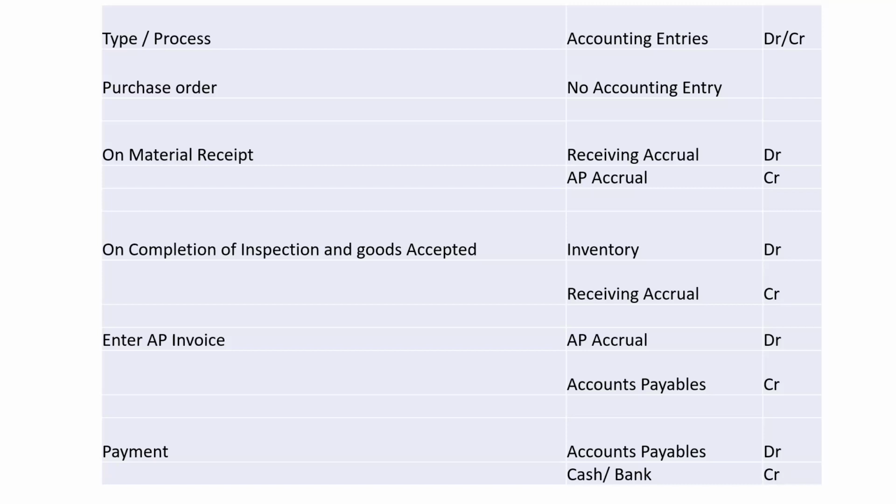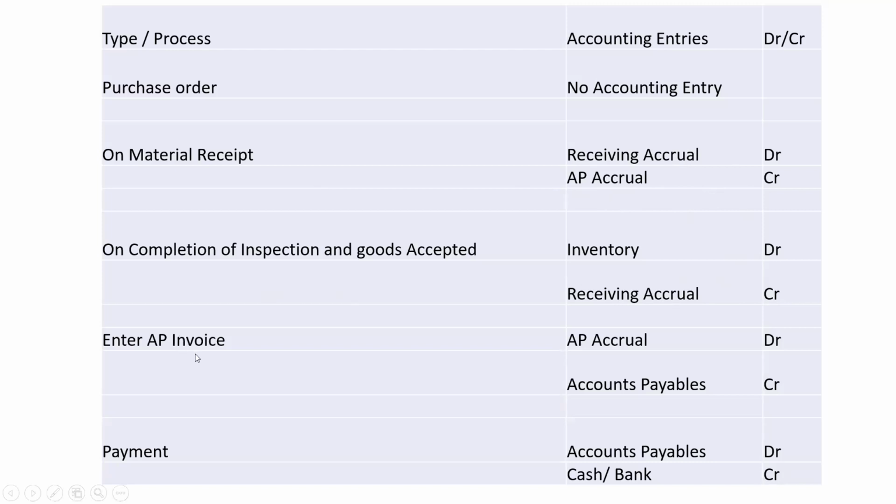If you notice here, receiving account credit and receiving account debit, it means that these two entries will get nullified and the final entry comes as inventory account debit and AP accrual account credit. So that is how the accounting entries balance in the application.